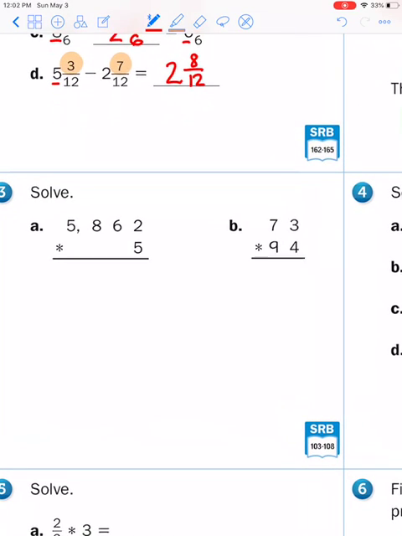Okay, let's go to 3. Solve 4-digit times 1-digit. So 5 times 2 is 10, plus 1. I'm sorry, carry the 1. 6 times 5 is 30, plus 1 is 31. 5 times 8 is 40, plus 3 is 43. 5 times 5 is 25, plus 4 is 29.